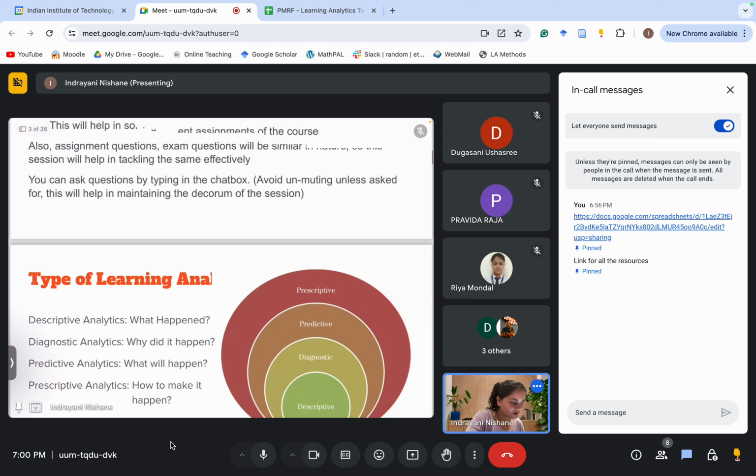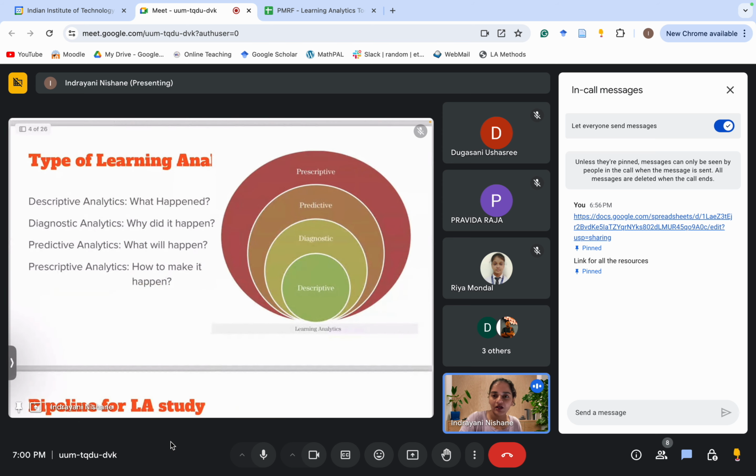So we will begin without wasting much time because we have so much to cover and very little time. So we will not be waiting for others to join. We'll just begin the session, right?